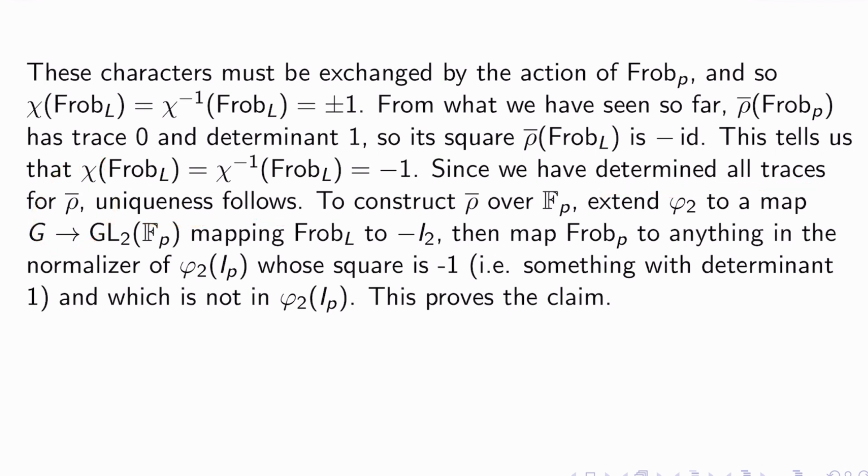This is a Brauer-Nesbitt thing. To construct rho bar over F_P, extend phi2 to a map from G to GL2 of F_P, mapping Frobenius at L to negative I2, the negative of the identity matrix.